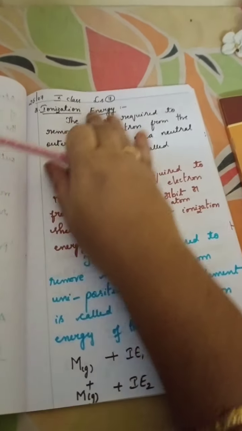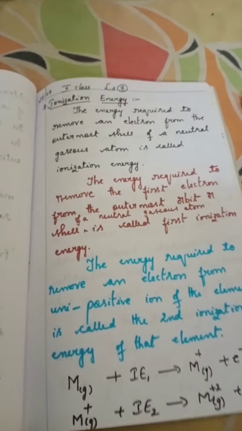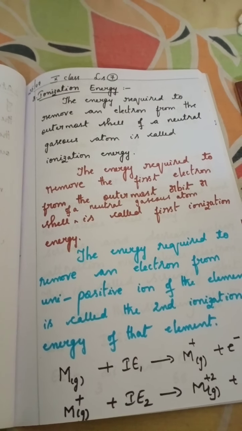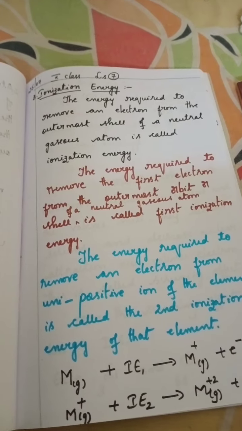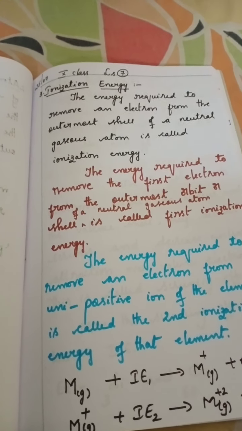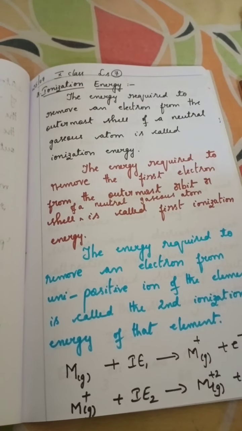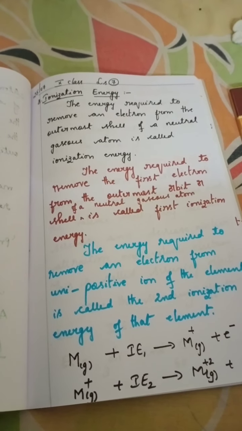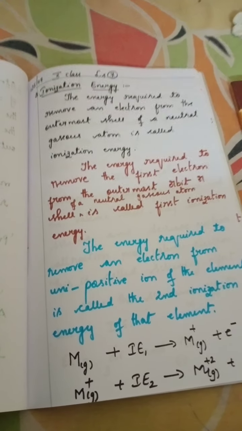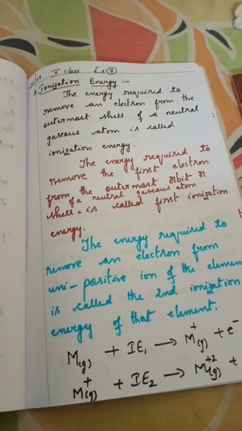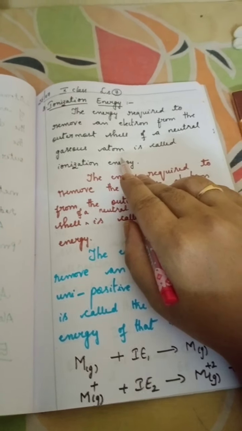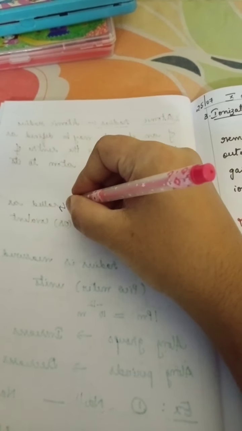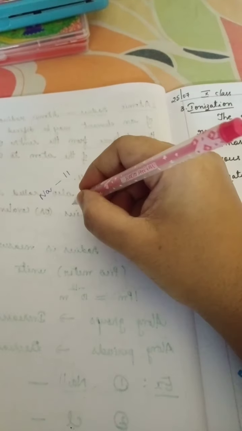Now let's see today's topic. This is ionization energy. Ionization energy is nothing but the energy that is required to remove an electron from the outermost shell of an atom. That atom also should not react with any other, which means it is a neutral gaseous atom.